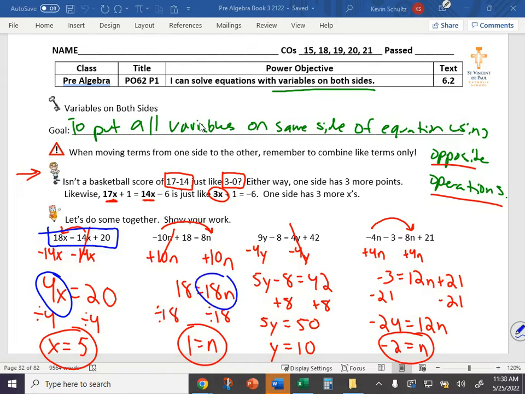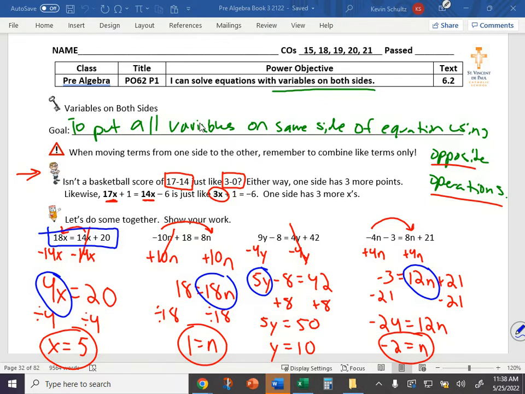The third one, 9y and 4y. How many more y's are on the left side? 5. And that's what we got here. And then this one, negative 4 and positive 8. What's the difference between negative 4 and positive 8? How far apart are they on the number line? 12. And that's how many n's we had when we used opposite operations.